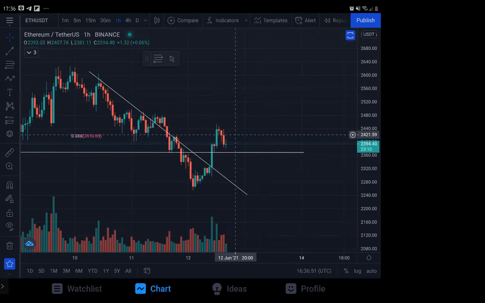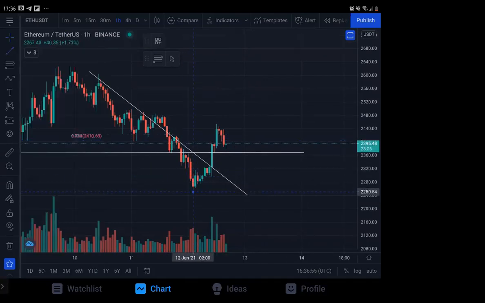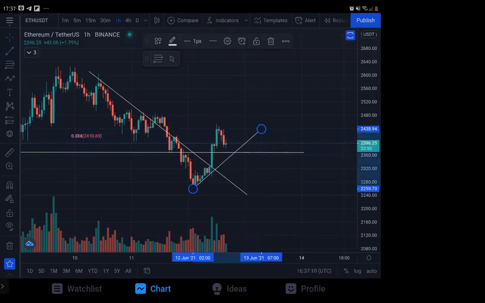You understand? So let's draw a trend line. You go to your tools, take a trend line and draw it here. You can see that it's actually moving towards the upside. You see? It's actually moving towards the upside. That is an indication that the market has changed trend in 1 hour.